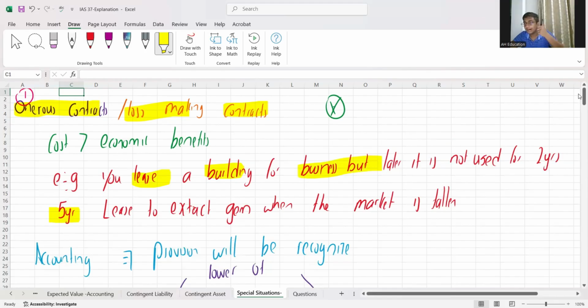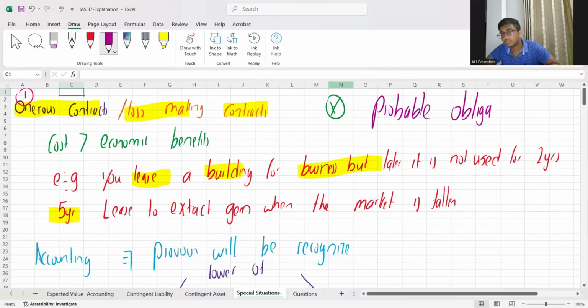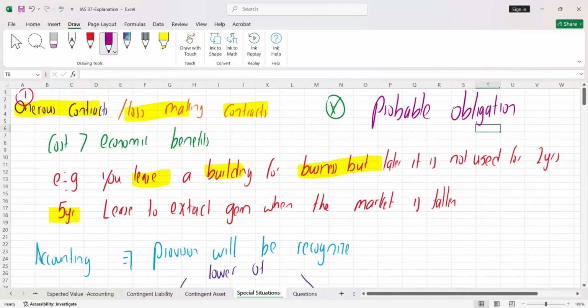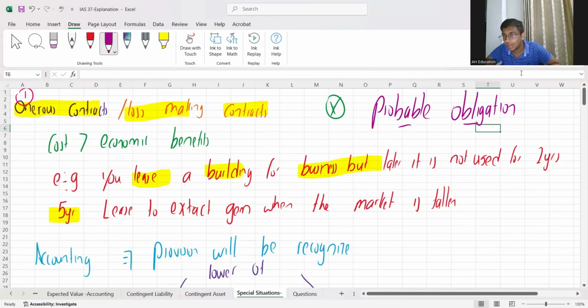So that is a contract where I will be signing and giving. Then obviously I need to understand there is a probable obligation. Why? Because I have signed saying that whether I conduct my business or not, for the next 5 years, I will be giving you the rental payment. So that is one loss-making contract. Obviously, I know if I conduct my business, that business will be giving me profits. But since I'm not conducting it, there are no profits at all.